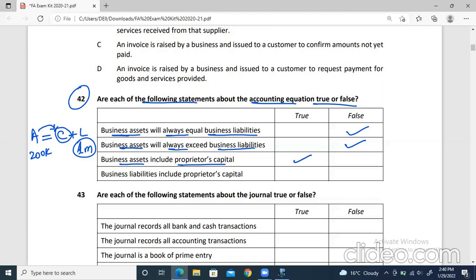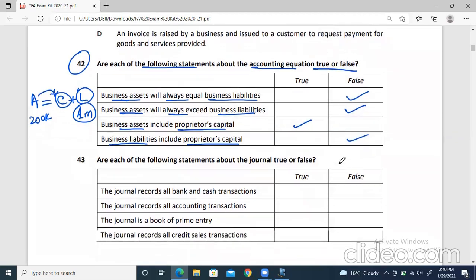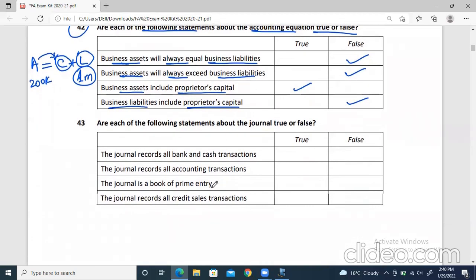Let's look at the last one. Business liabilities include proprietor's capital. No, this is wrong, because liability is a separate item over here. So that means this is false. Okay, got it clear? Yes. Okay, great. Now let's look at this one as well.